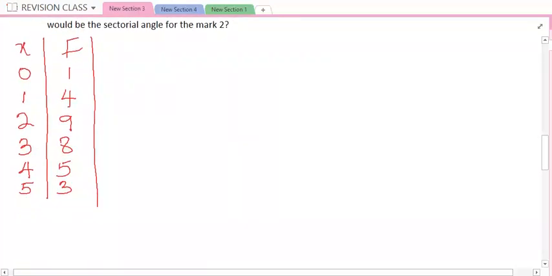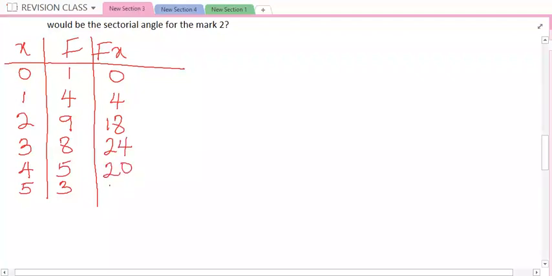We open a new column, and that column is called fx. And fx means you use the data to multiply the frequency. So 0 times 1, 0. 1 times 4, 4. 2 times 9, 18. 3 times 8, 24. 4 times 5, 20. 5 times 3, 15. So we have fx.